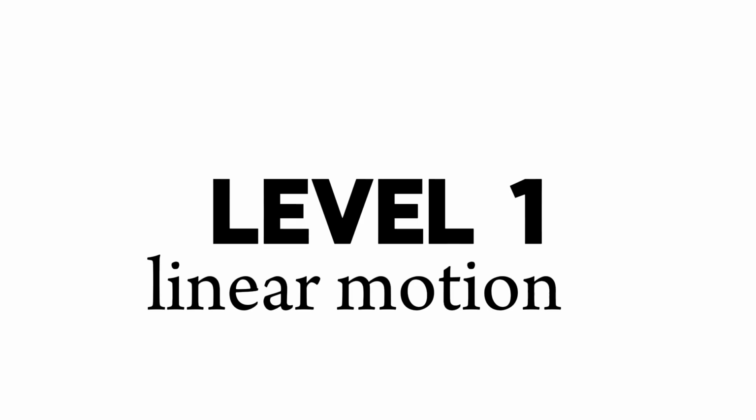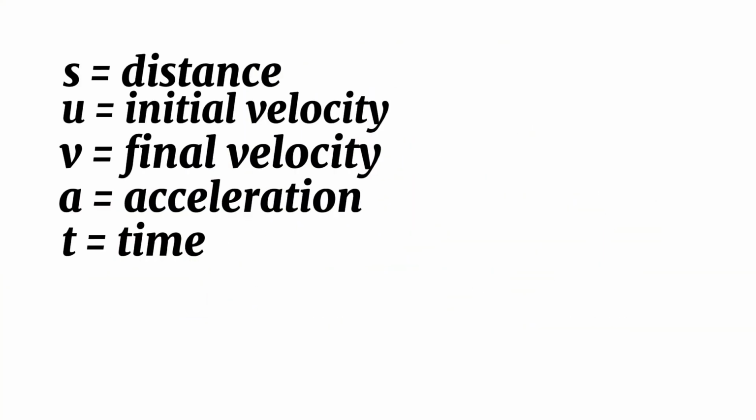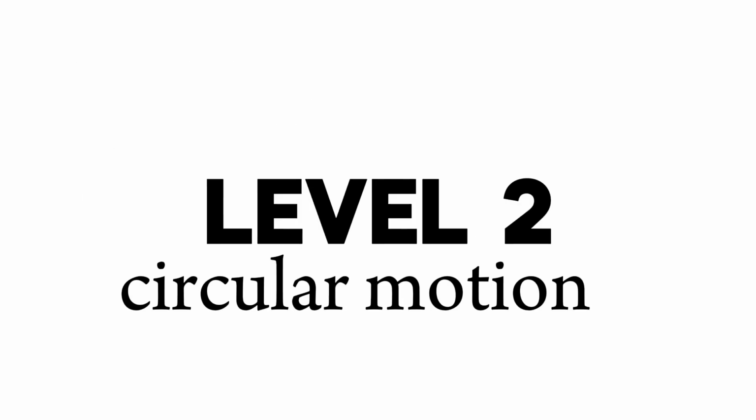The first level, we have the SUVAT equations. These equations are the basis of kinematics, and we can use these equations to find initial velocity, final velocity, distance traveled, time, and acceleration. These equations are as basic as we can get.